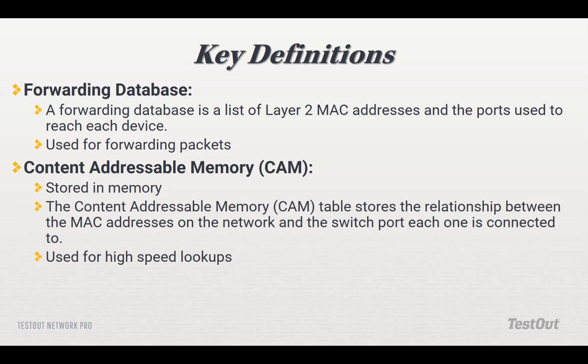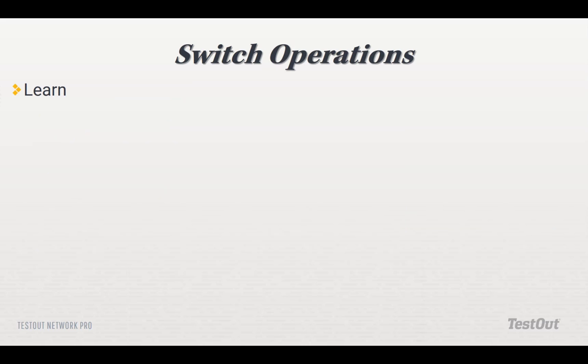Content addressable memory is simply memory, and it stores information about ports and MAC addresses and where you should go when you're looking for a particular IP address. It's going to have the MAC address of that IP address in memory and go directly to that. So the switch operations consist of learn, forward, and filter. And those are the 3 things there.